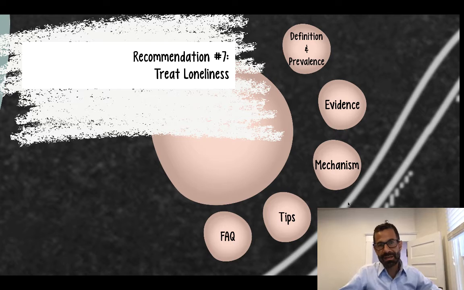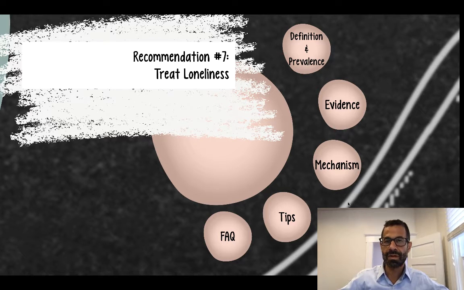In summary, I discussed what loneliness is, distinguishing it from social isolation. I described an instrument you can use to determine if you're lonely, and we talked about how common loneliness is in the United States. I showed you evidence on the mortality risk associated with loneliness.